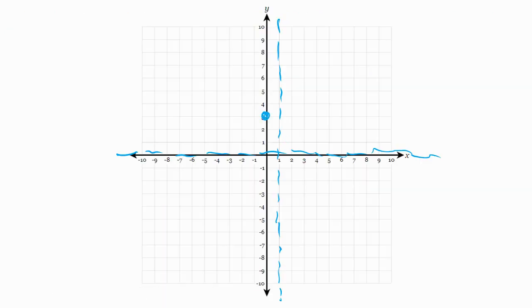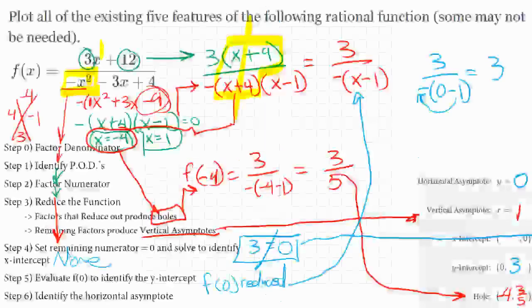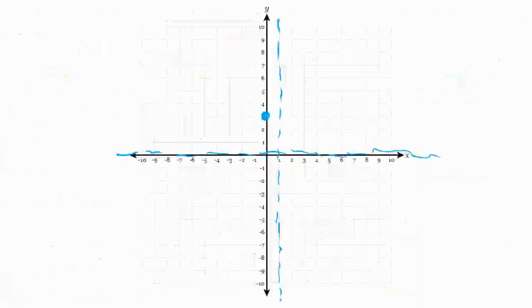Not to say you couldn't have touched the x-axis. It could have gone through it, but it doesn't. And then the hole is at negative 4, 3/5. So negative 4, 3/5, somewhere right past halfway or something.